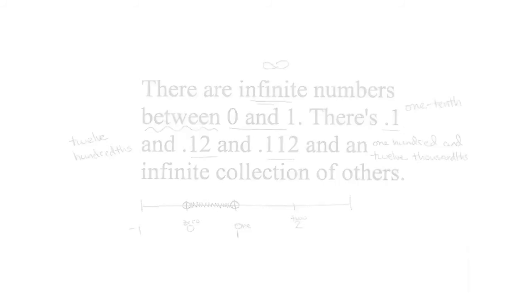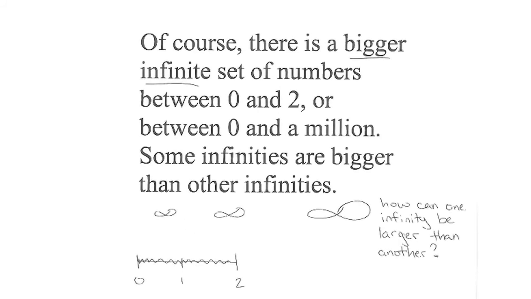The next line states, of course, there's a bigger infinite set of numbers between 0 and 2 or between 0 and a million. Some infinities are bigger than other infinities. This is a very abstract concept that might take time to grasp. Here, mathematical reasoning and problem posing is important, questioning this statement until it makes sense to the learner.